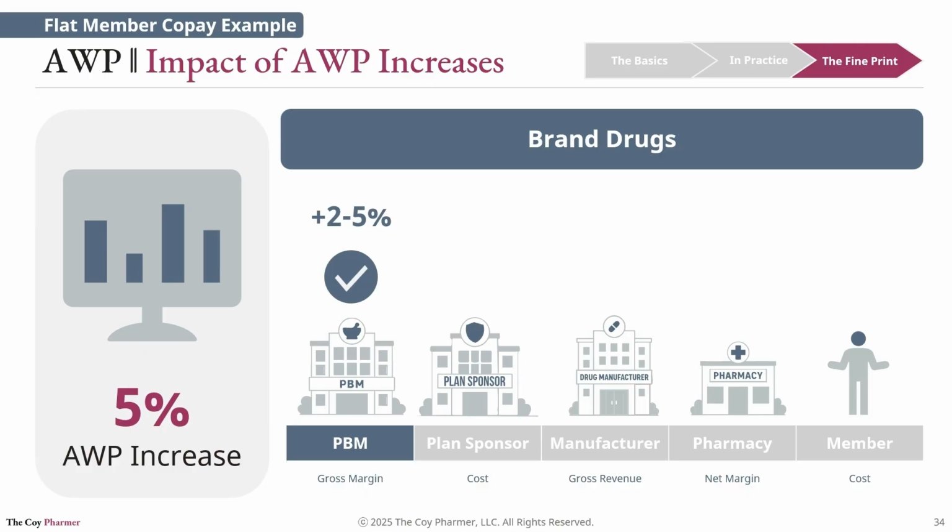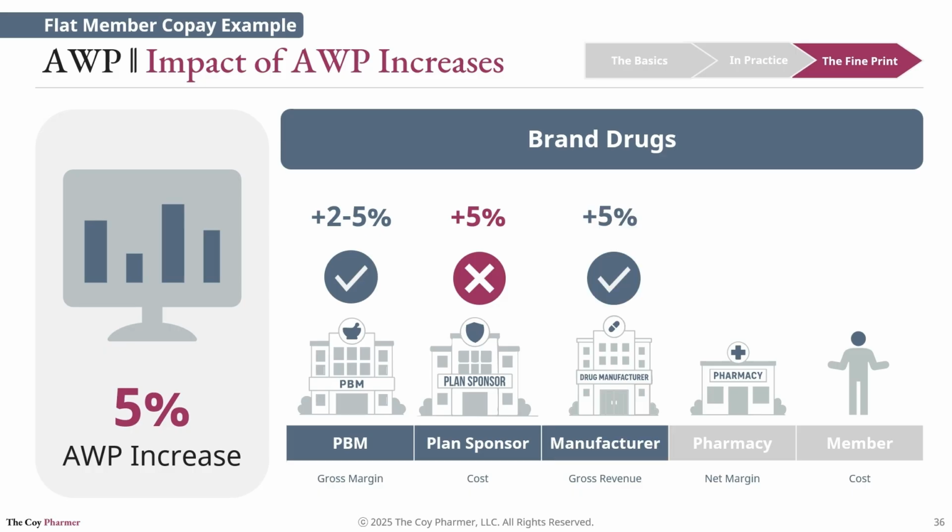Again, the PBM will be able to gain more margin either from network spread or from rebates. The plan sponsor is generally going to absorb a higher portion of this, potentially the entire portion of this AWP change in brand drugs. The manufacturer will again be able to increase their gross revenue by 5%. The pharmacy is buying and selling on related indexes, so this is a neutral event again for the pharmacy. And the member in this case will generally still pay $30 for their drug at the counter, so remains unimpacted.